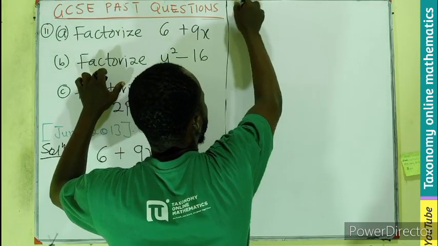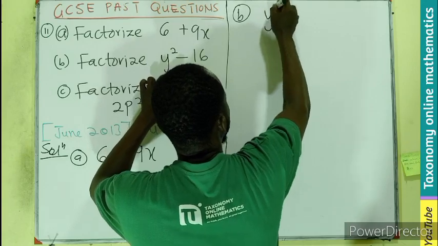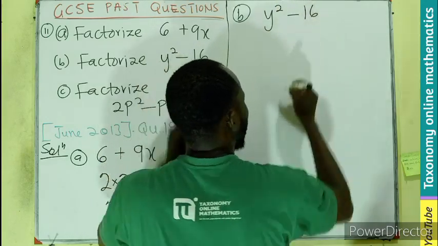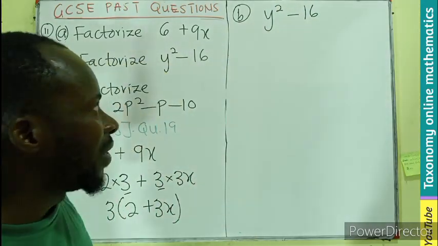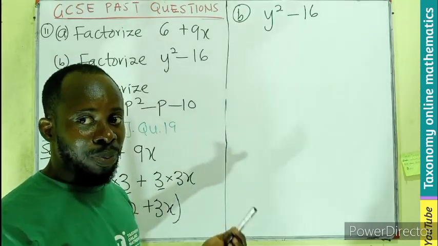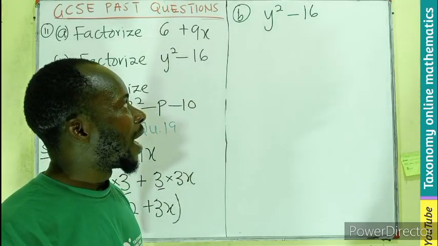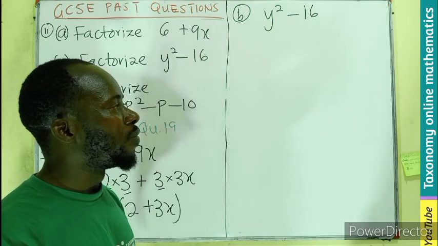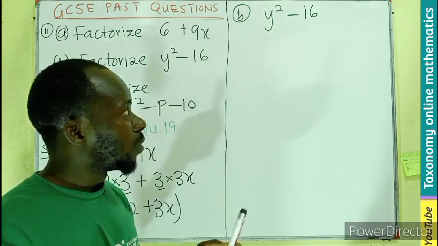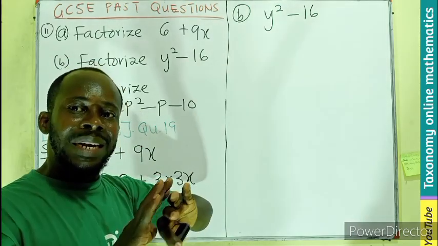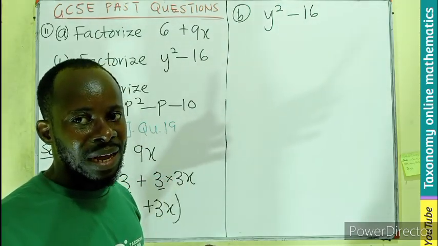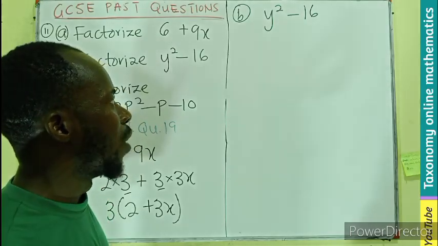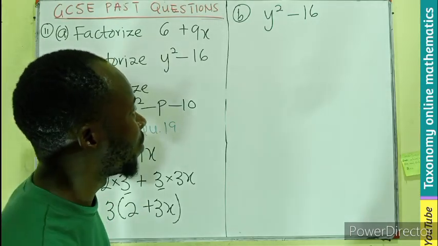Then picking the b, which is going to be y squared minus 16. This is a quadratic binomial. Simply put, a difference of 2 squares. I can see that 16 can also be expressed in terms of 4 squared. Because looking at y and 16, there is no common factor that we can get from there. So we move on to how we can get a difference of 2 squares from that.